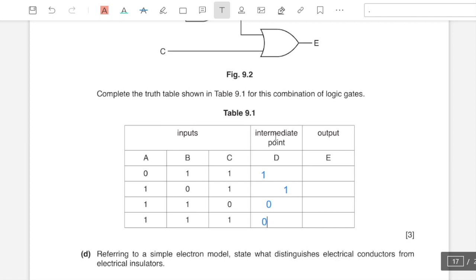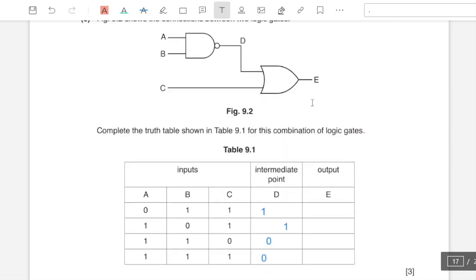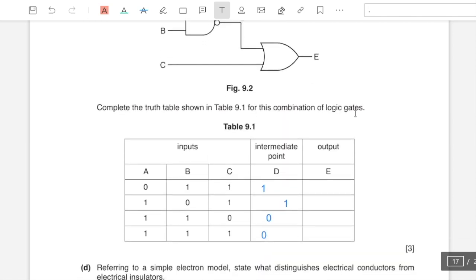Okay, E. E is the output of an OR gate. So at least one of the inputs needs to be 1 if the answer is needed as 1. So we have 1, 1, 0, and 1.